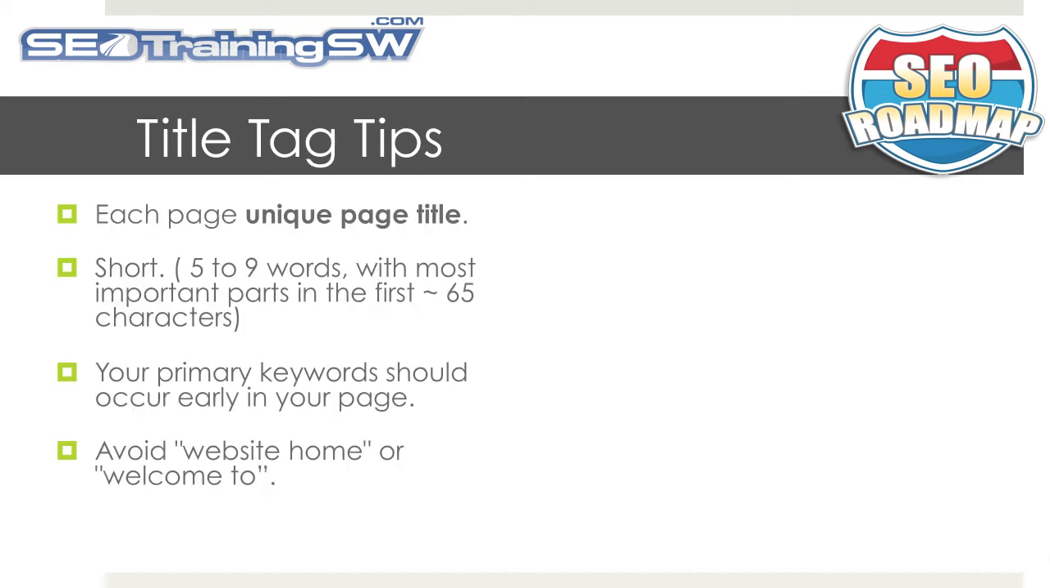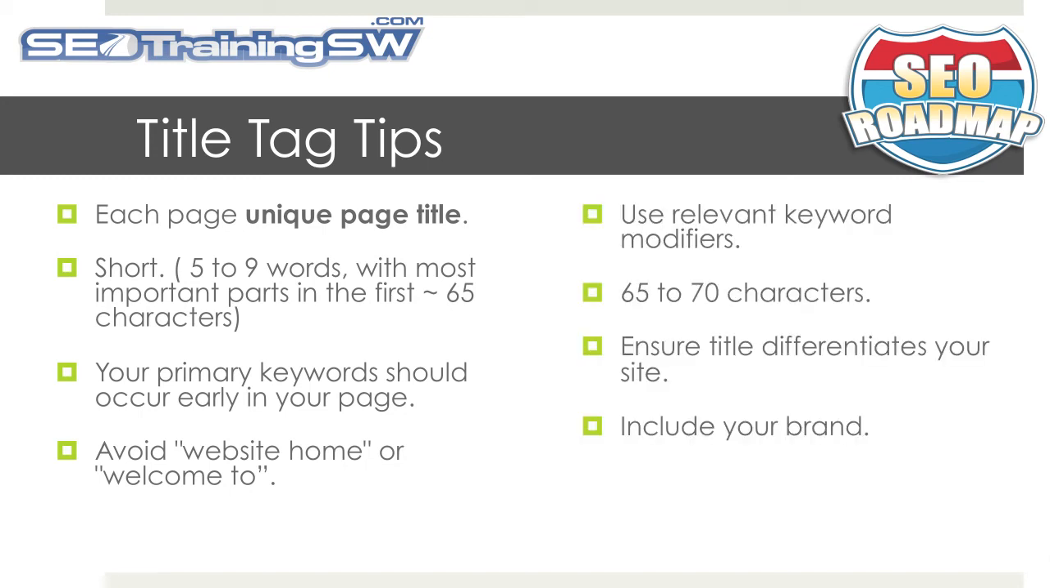Here are some simple but powerful tips when developing your page titles. Each page should have its own unique page title, usually best if left short, 5 to 9 words, with most important parts in the first 65 characters. Your primary keyword should occur early on in your page title, from word position 2 to 5. Generic words such as website home or welcome to should not even appear in your page title. Don't forget to use relevant keyword modifiers in your page title to help draw in more relevant traffic.